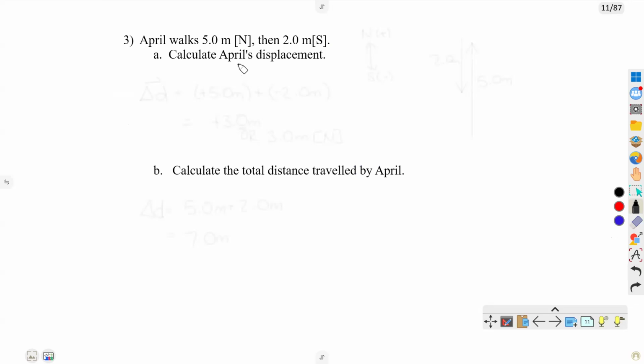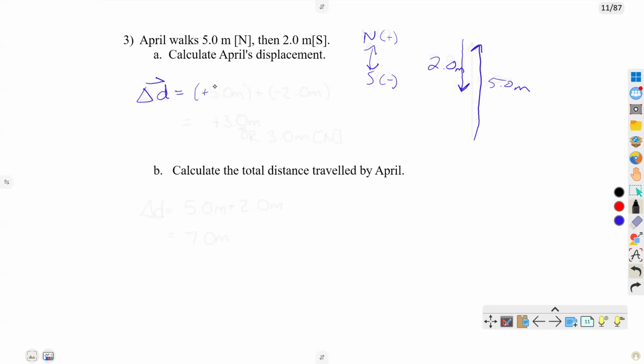So let's take a look here. Here we're looking for the displacement. Now, I could draw the diagram. Now let's keep in mind that when we're doing a displacement, north in this case is the positive, and south is the negative direction. So we're saying that April is going to walk 5 meters north. I really should be using a straight edge for this. My apologies. 5 meters north, turning around, and then walking 2 meters south.